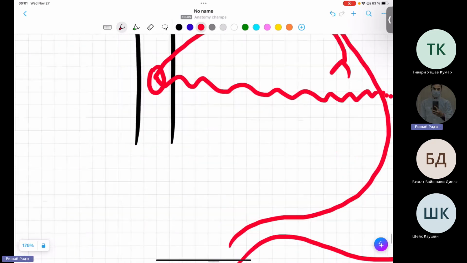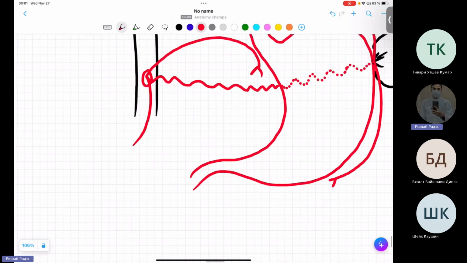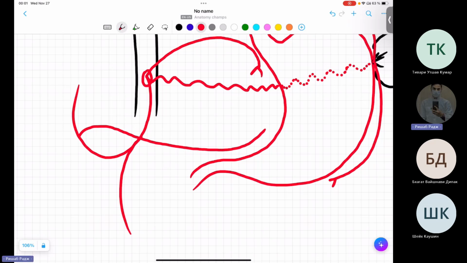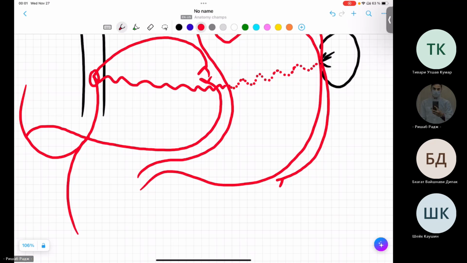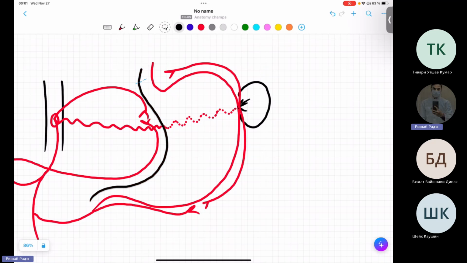Okay. Celiac trunk gives rise to another branch known as the common hepatic artery. Common hepatic artery gives rise to the proper hepatic artery and the gastroduodenal artery. From the proper hepatic artery, the right gastric artery comes and anastomoses with the left gastric artery. While the gastroduodenal artery divides into the pancreaticoduodenal and right gastroepiploic artery. And this is how your stomach is supplied with arteries.